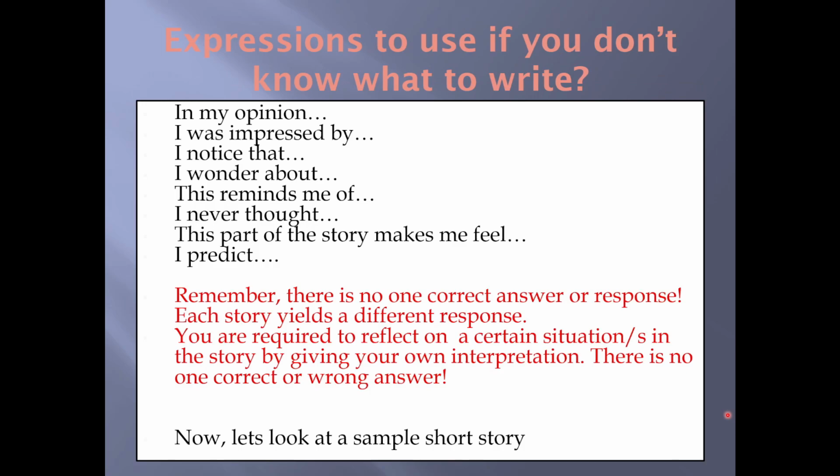So, expressions to use if you don't know what to write. You can use some of these words: in my opinion, I am impressed by, I noticed that, I wonder about, this reminds me of, I never thought, this part of the story makes me feel, and I predict. That is what you can use when you want to start writing your opinion based on a particular point. Maybe you want to talk about the characters: I was impressed by the main character because he or she has shown that they have the qualities of becoming a good leader, for example. So that is how you use the expressions.